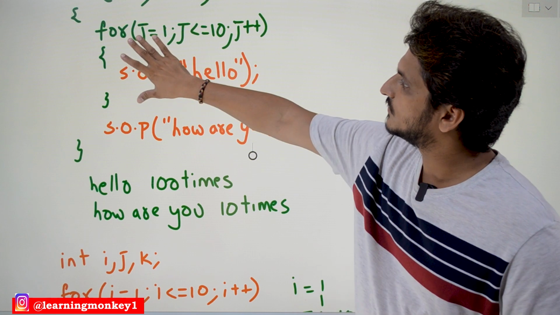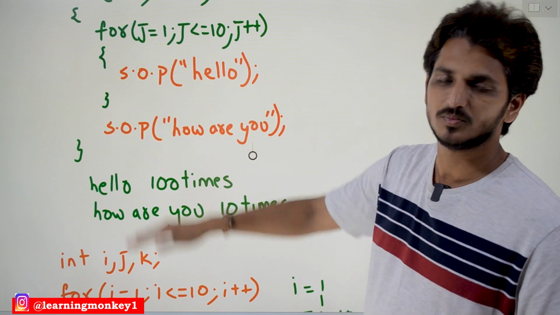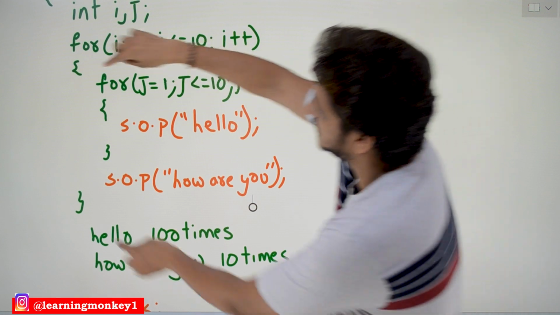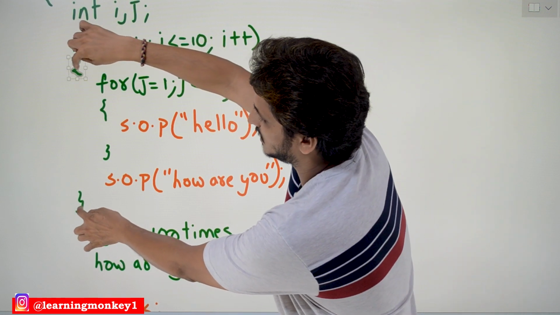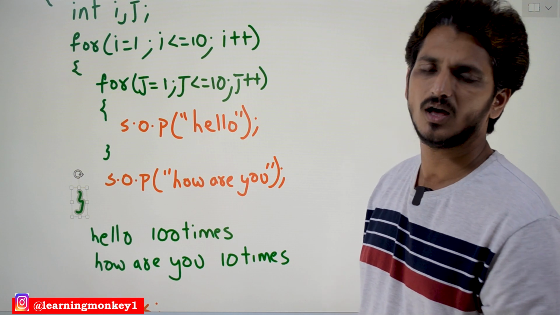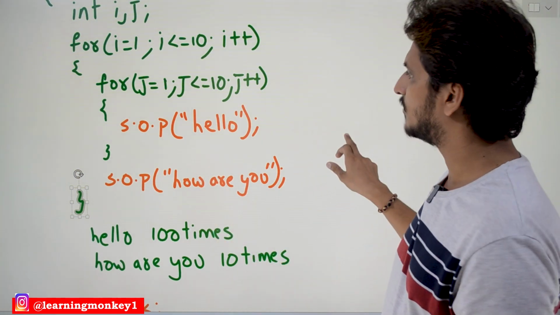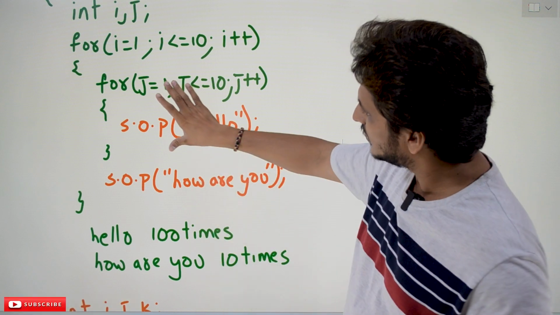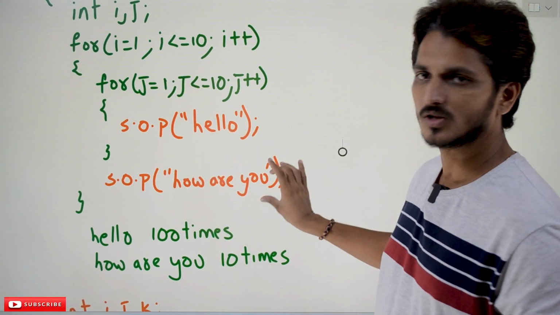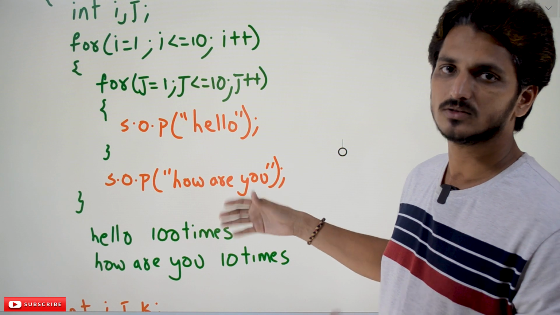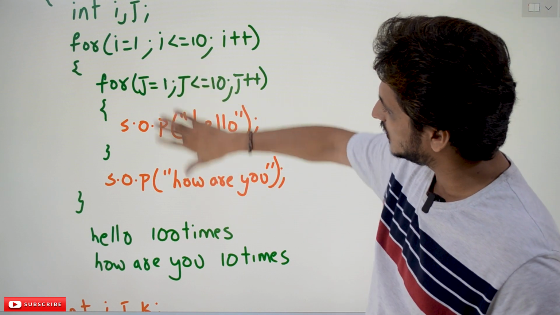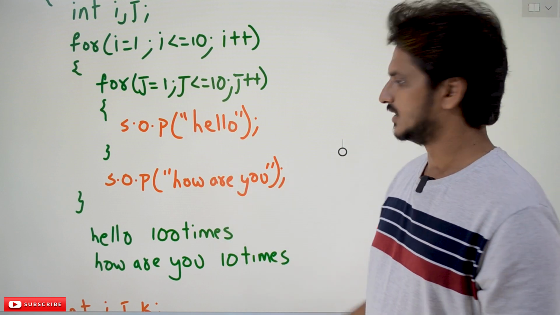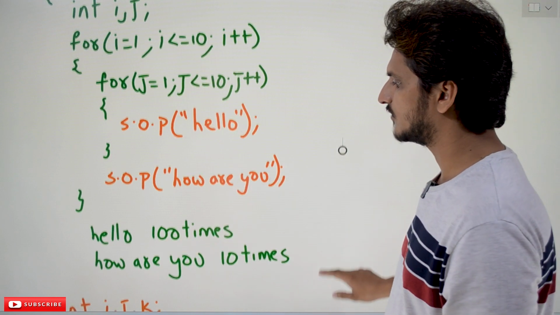After completion of this loop, the next statements have to be executed, because for the outer loop, this is what the body means. From here to here is the body of the outer loop. The complete body has to be finished. In that body, along with the loop, one more statement is also there. So all these statements come in the body of this outer loop. So how are you is going to be executed 10 times.